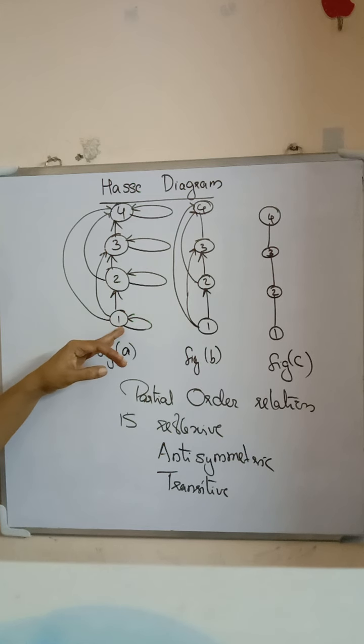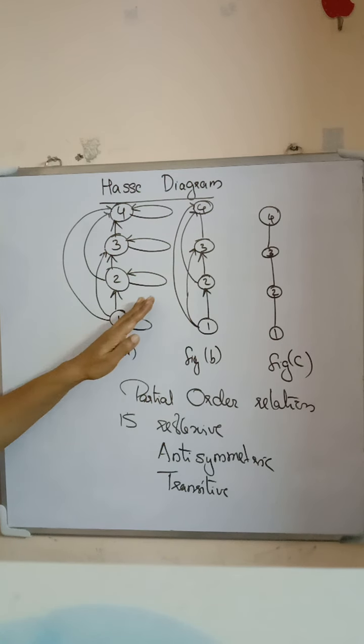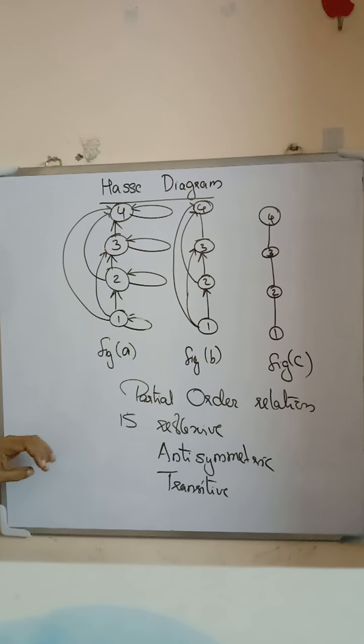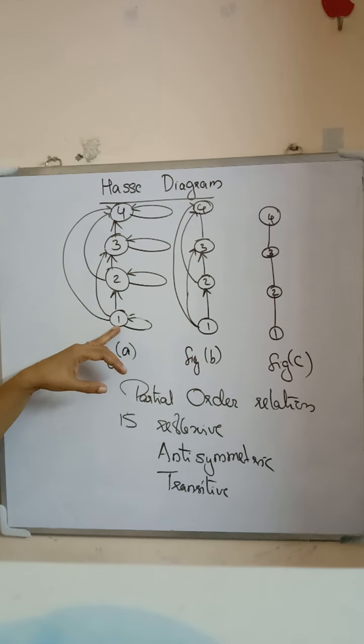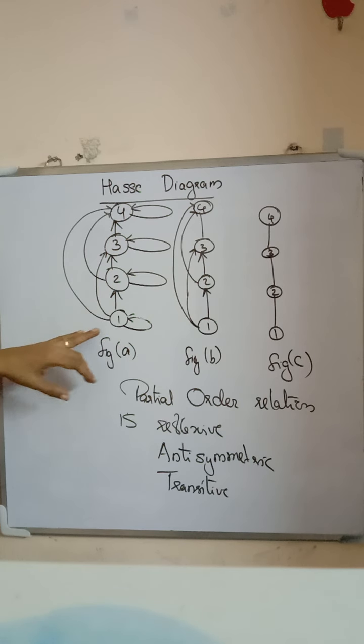So, this representation, the loop represented by, if we delete this loop representation, we can make that one is related to itself.